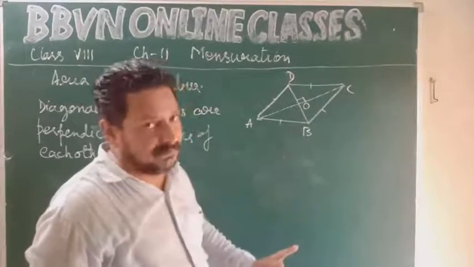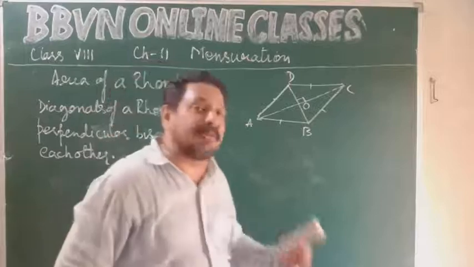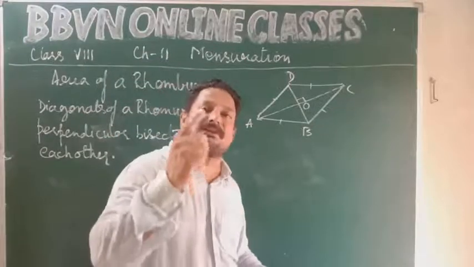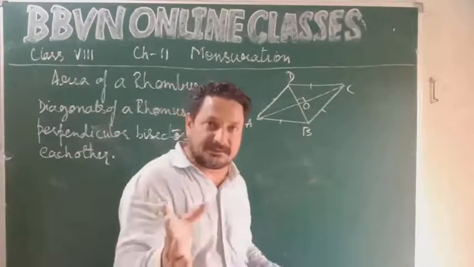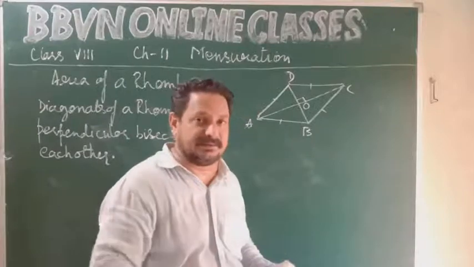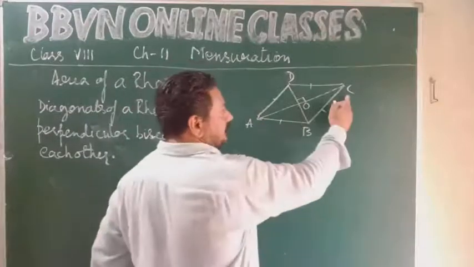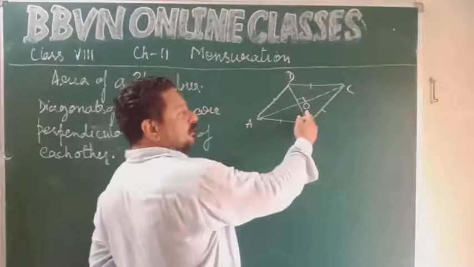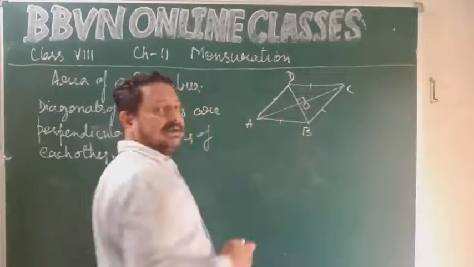So they are perpendicular to each other. Also, they bisect each other. See children, bi means two and section means parts. Two equal parts is called bisection. So AC is bisected at point O. BD is bisected at point O.